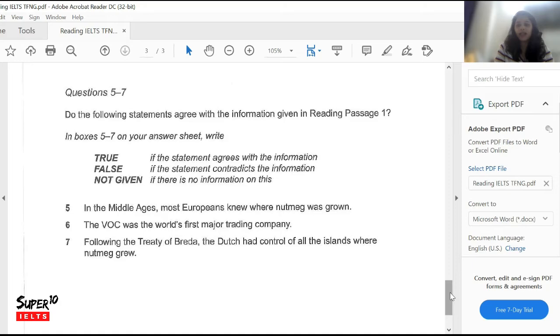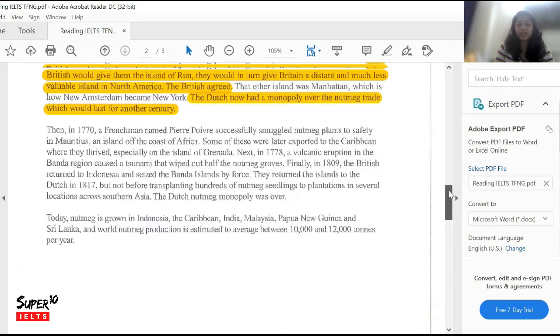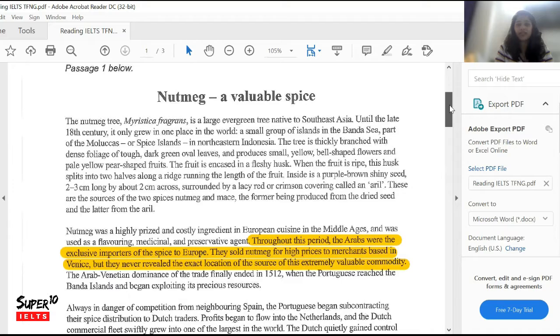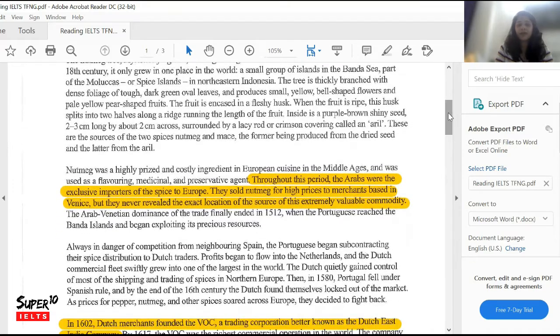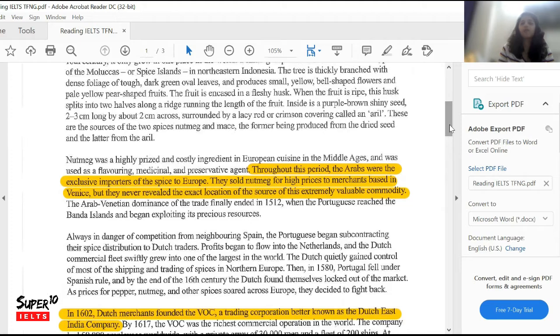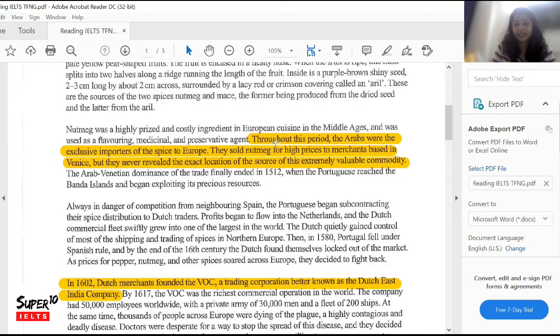So first of all, I will locate the information. Since we don't want to waste much time in locating, this is not a locating lesson, I have located the information, which is here: throughout this period. And if you notice, all the answers are always given in order, so you don't have to go back to find your answers as you progress through your questions. So once I've located the answer, read the statement.